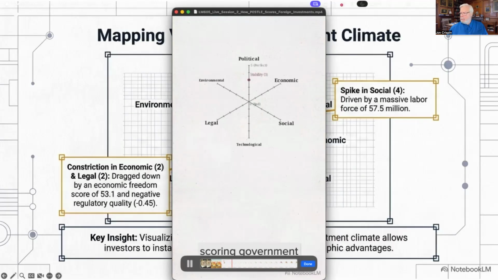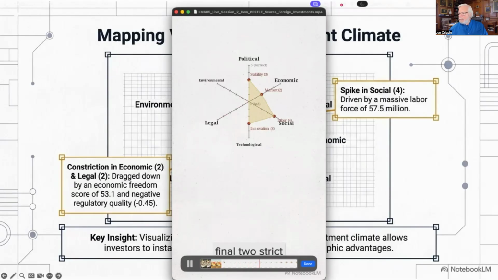First is political, scoring government stability. Economic measures market size and growth potential. Social plots demographics, like an abundant labor force. And technological reflects local innovation and infrastructure. But here is a critical vulnerability. A country might look perfect based on cheap labor and high growth, but still be a disastrous place to operate.